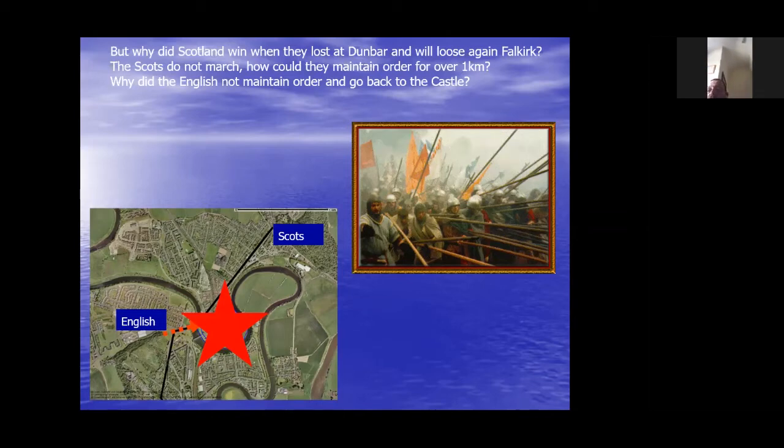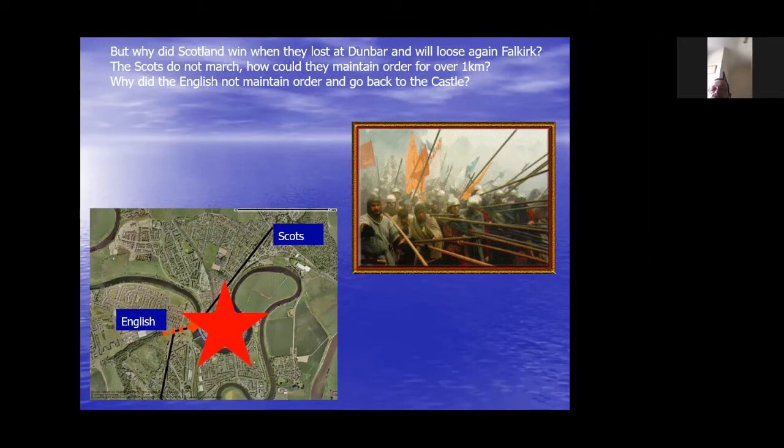And also, just to point out, the main Scottish position, the Schiltron, is actually a defensive position. It's not an offensive position. So what we've got to imagine is that the Scottish army ran for 1 kilometre, actually made themselves into some kind of offensive position, and were able to defeat the English army, who were simply standing with their shields. The English control Stirling Castle at this point, so it's perfectly possible for them just to retreat.